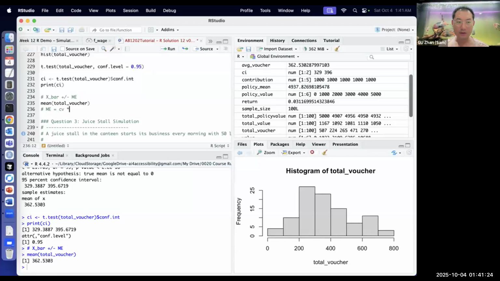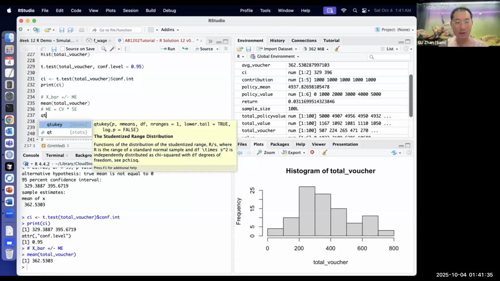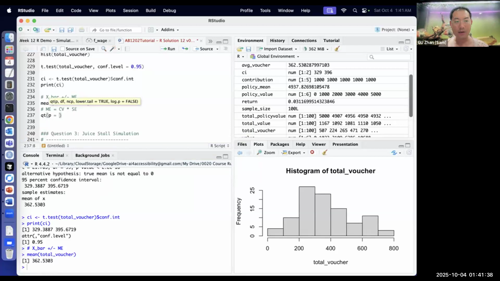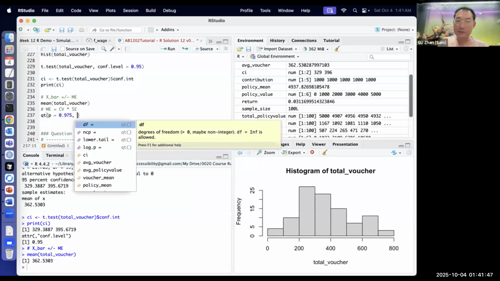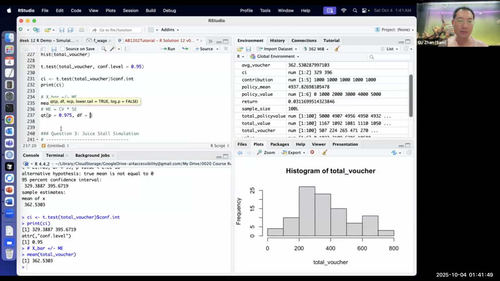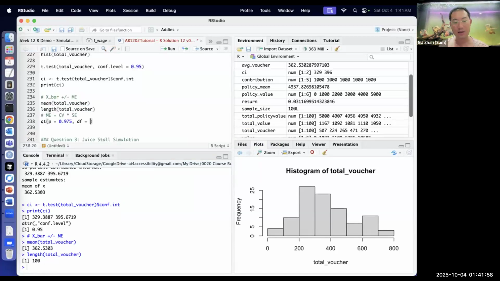equal to CV times SE. CV is qt. Okay, probability is 95% confidence, 0.975. Degree of freedom. What is the sample size? The sample size is length of total voucher. So we can use LENGTH. Length of total voucher is 100. So to make it more systematic, we say this one minus one.